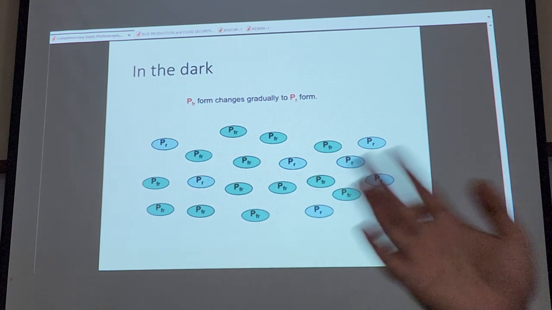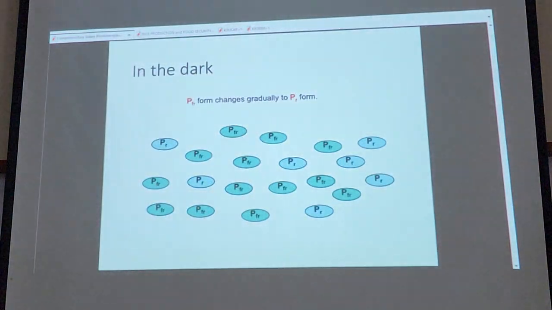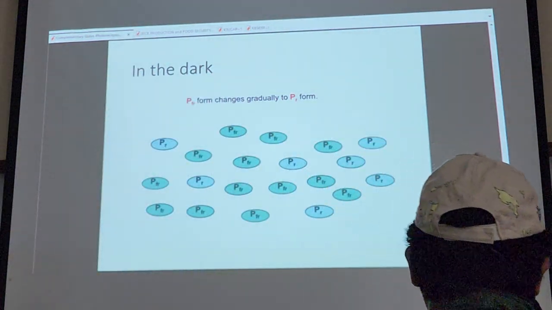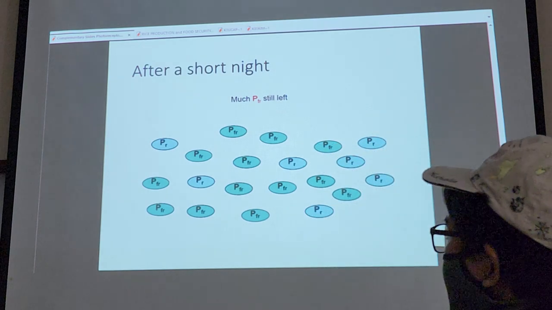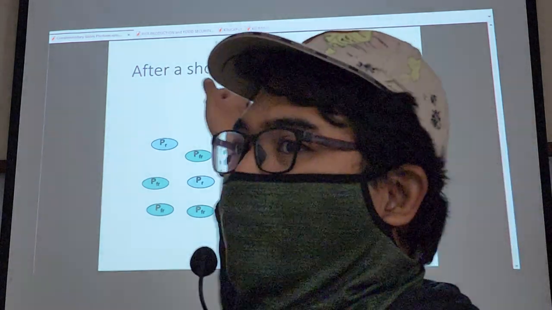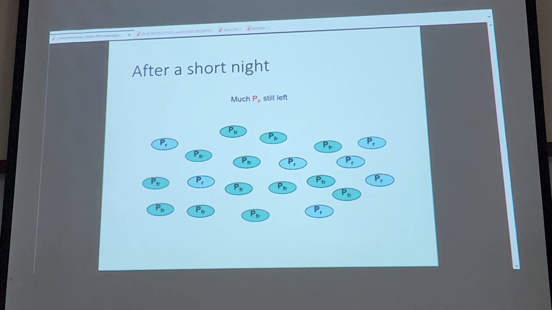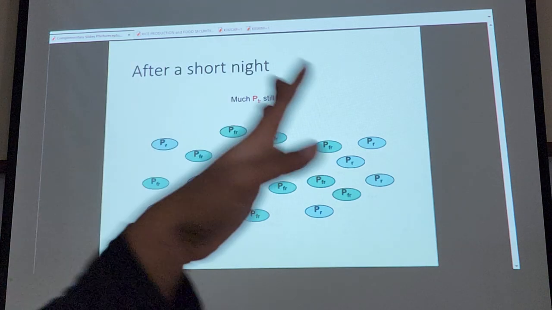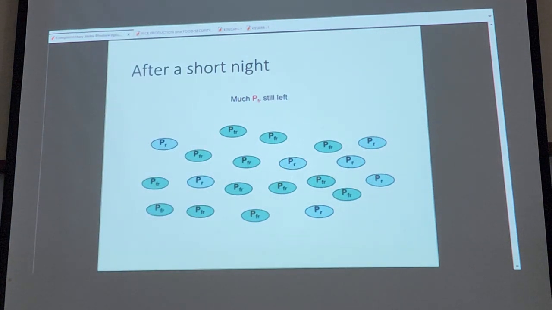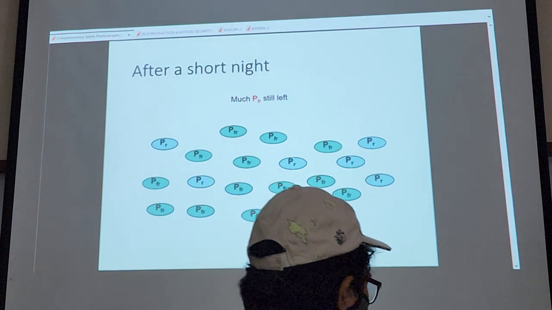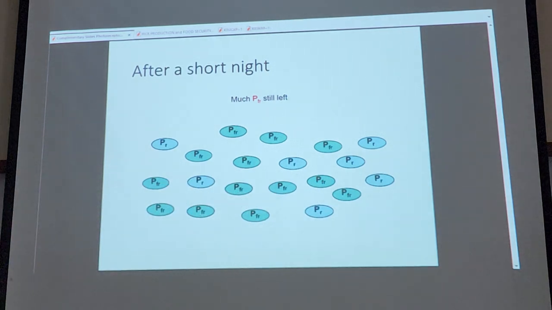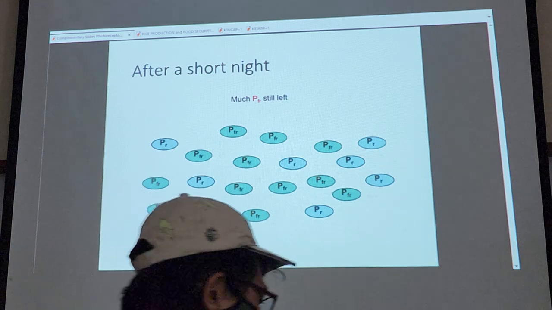What is the name of the process of changing? Isomerization. Good. After a short night, much of the PFR is still left. Is it all gone? No. This is what I wanted to correct in your understanding. It is still there, but very little. Even in complete darkness, some amount of active phytochrome, PFR, is still present in the cell. It's never really gone.